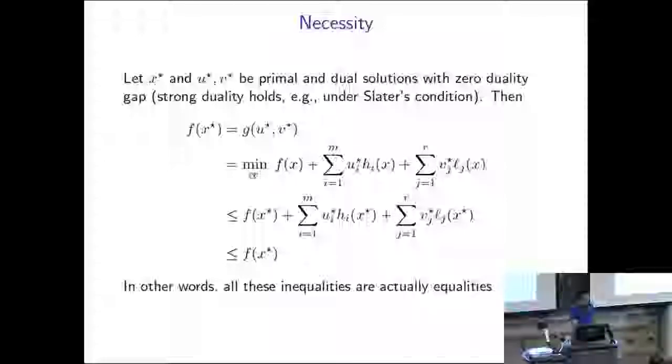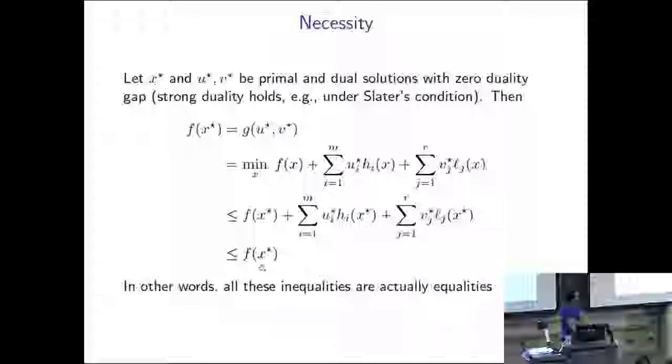And certainly the minimum is less than or equal to the value of the Lagrangian at any one point. So let's just pick the point where x is equal to x star. This is certainly true because the minimum is smaller than the value achieved at any one point, let's say at x star in particular. So we can upper bound this by the value of the Lagrangian at x star.